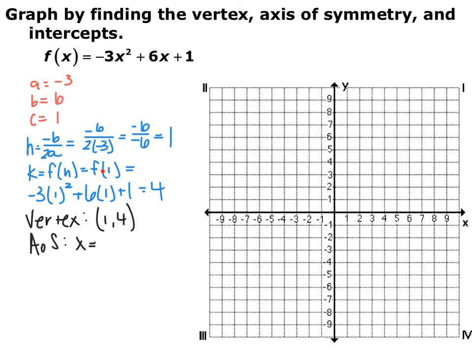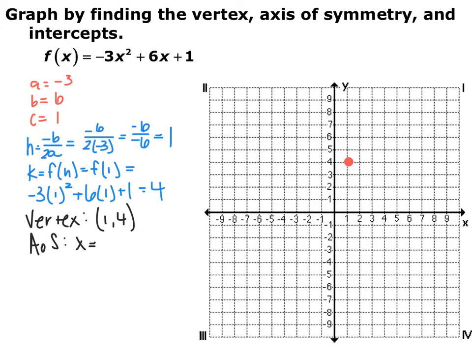For k, I plugged that in. I found f of 1. Plug that in every time I saw an x, and you end up with negative 3 plus 6 plus 1, so you end up with a positive 4. So our vertex is (1, 4). If you graph that, it ends up being right here.